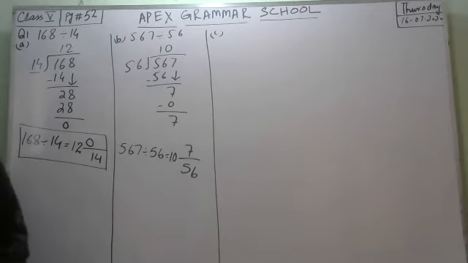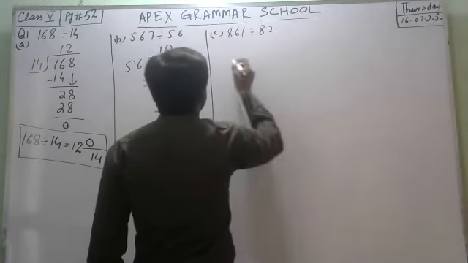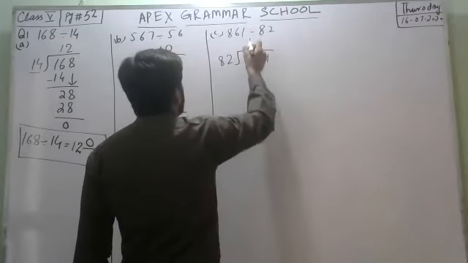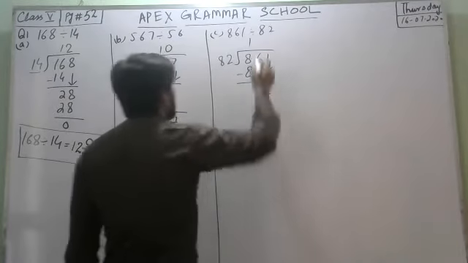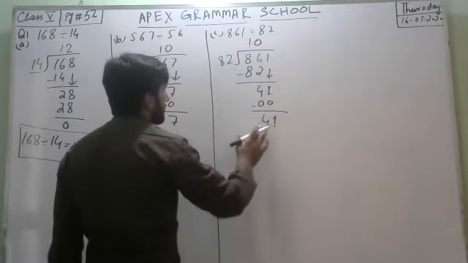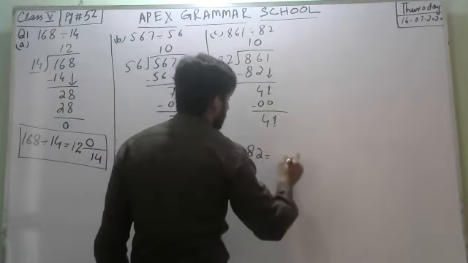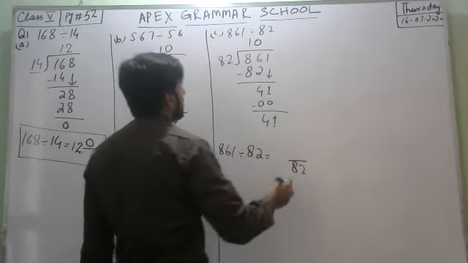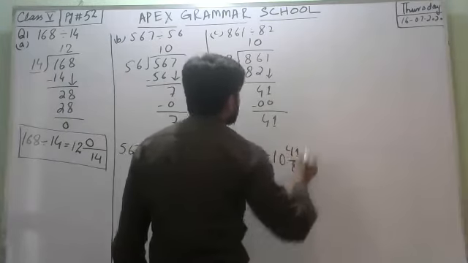C part is 861 divided by 82. 82 ones are 82. 41. 82 zeros are 0. 41 as remainder. Now 861 divided by 82 equals to the divisor as the denominator, the remainder as the numerator, and the answer as the side number.